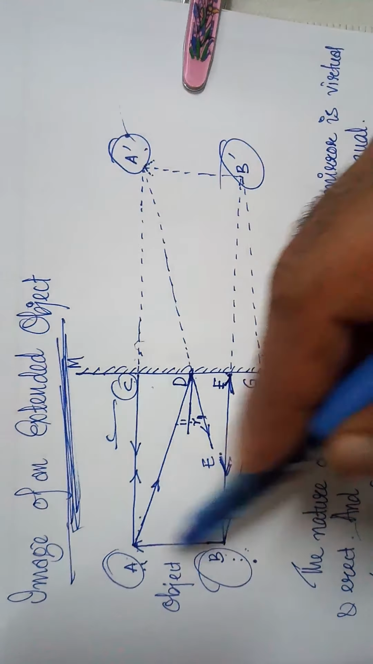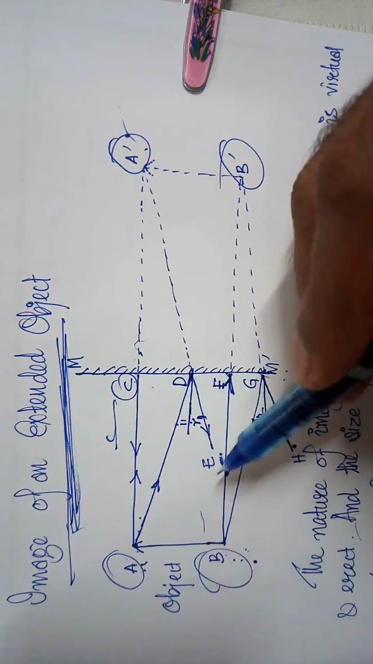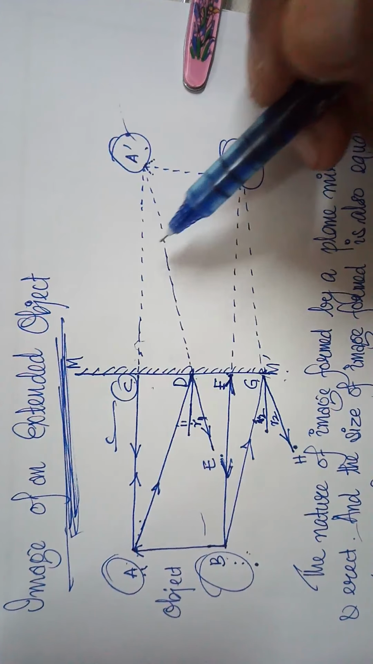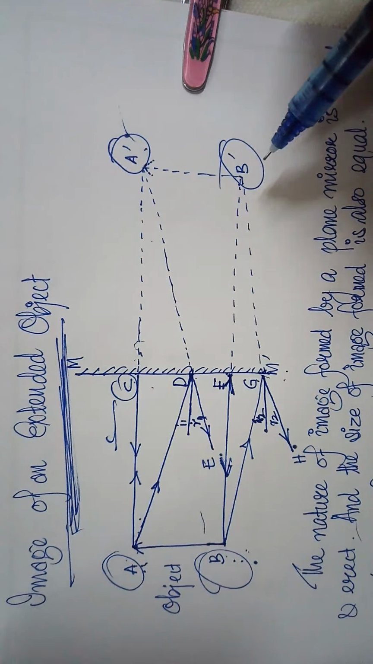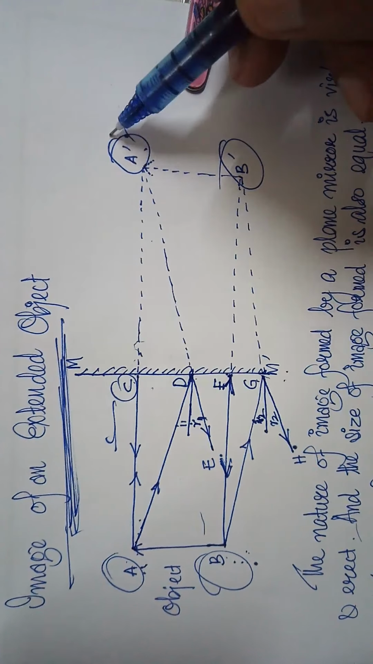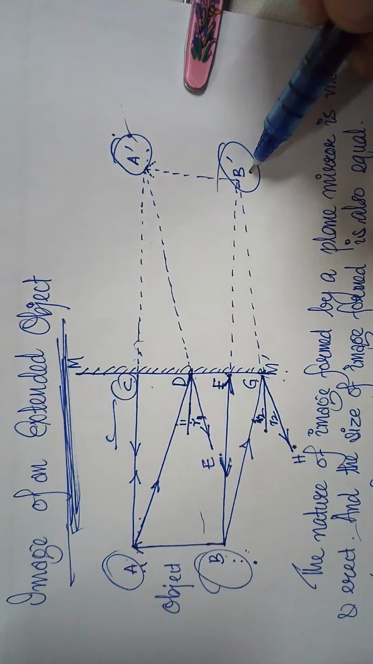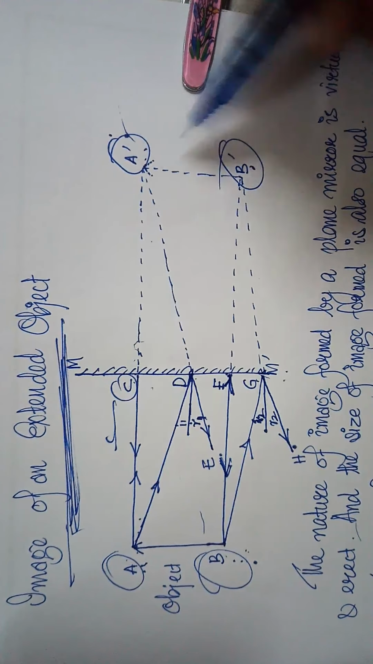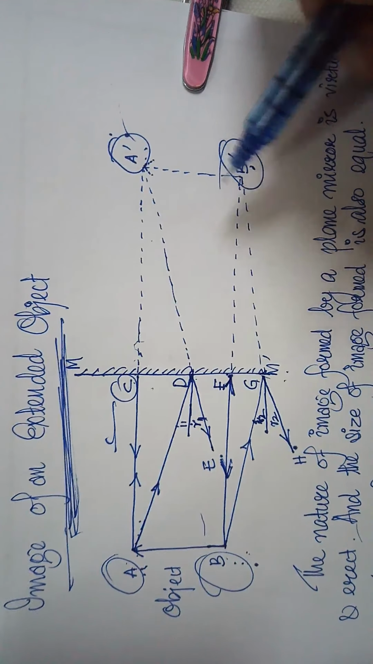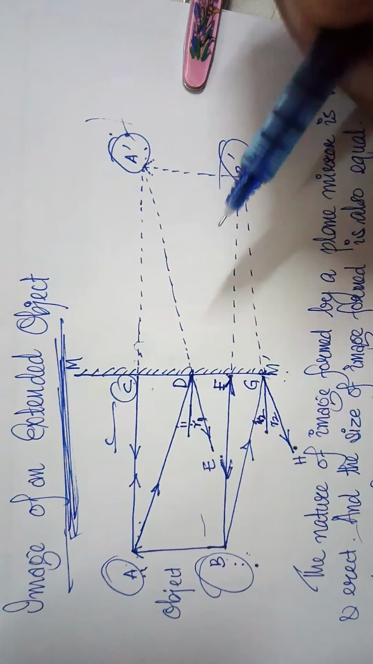Now each point of the object between A and B will give a point image which will lie between the points A dash and B dash here. So to get the complete image of the object AB, we join the points A dash and B dash by the dotted line like this. Thus A dash B dash is the complete image of the object AB, which has been formed by the plane mirror.